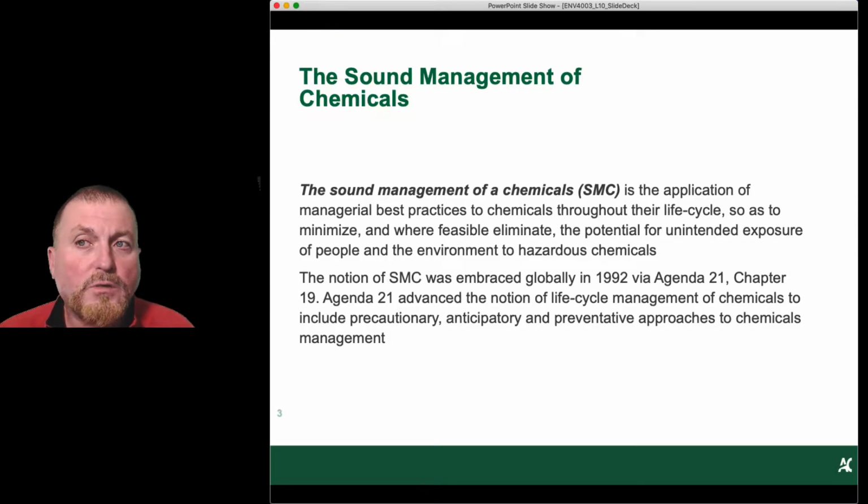All right, the notion of the sound management of chemicals goes as far back as 1992 in Agenda 21, Chapter 19. It advanced the notion of the life cycle management of chemicals to include precautionary, anticipatory, and preventive approaches to chemicals management. And those issues are still prevalent today, whether it be national legislation or international negotiations.